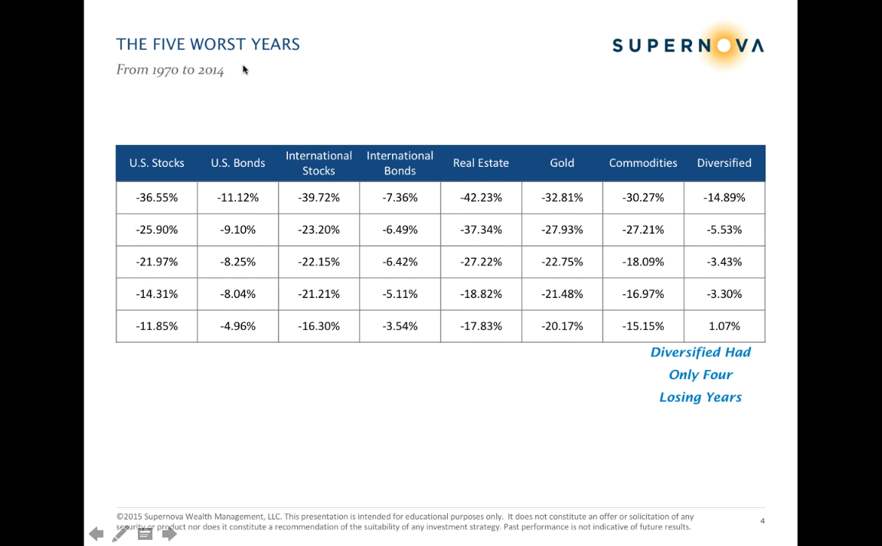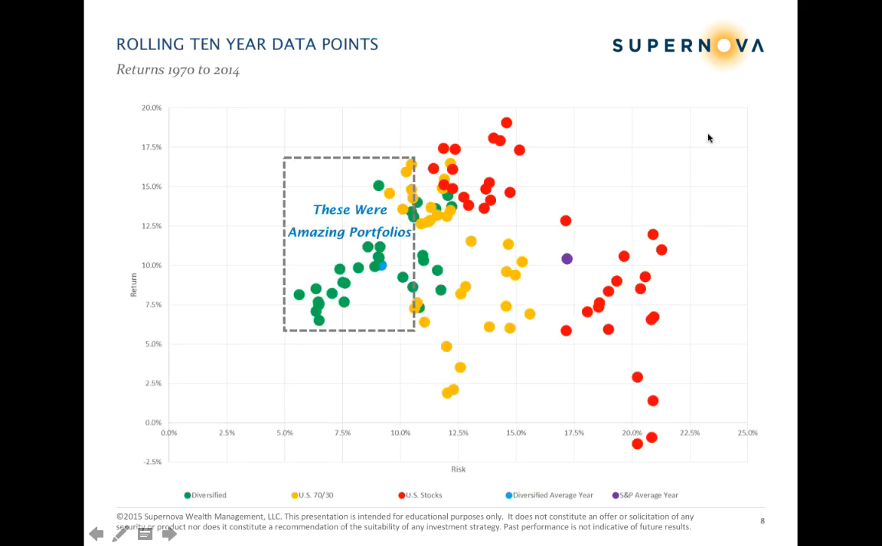How about US bonds over the last 45 years? Many down years. International stocks and international bonds. Many down years. Real estate, gold, commodities, of course, many down years. That diversified portfolio would have had only 4 losing years in the last 45 years. Diversification is so powerful. Let's fast forward.